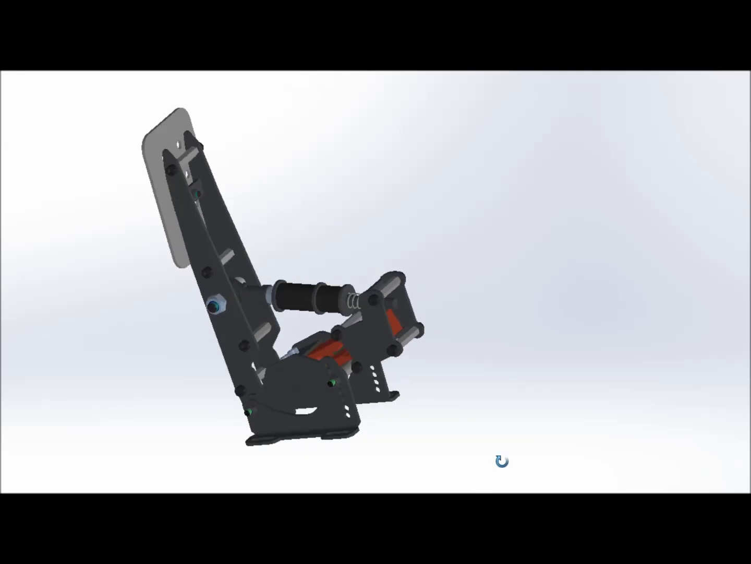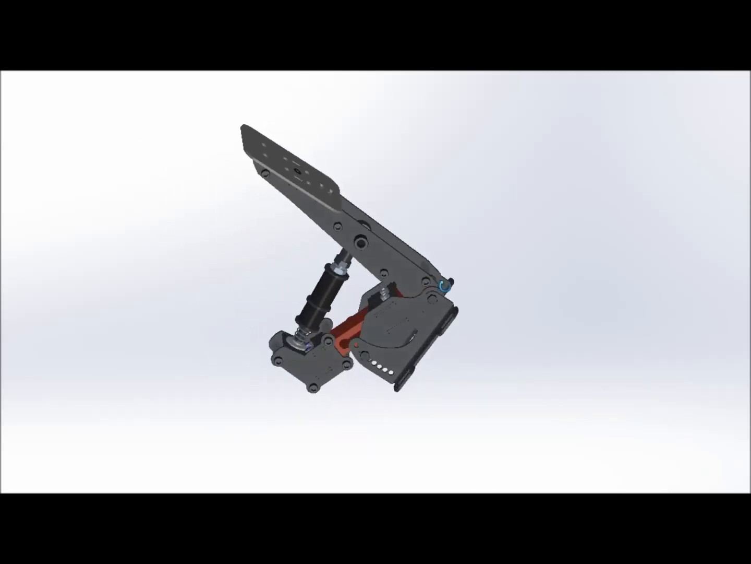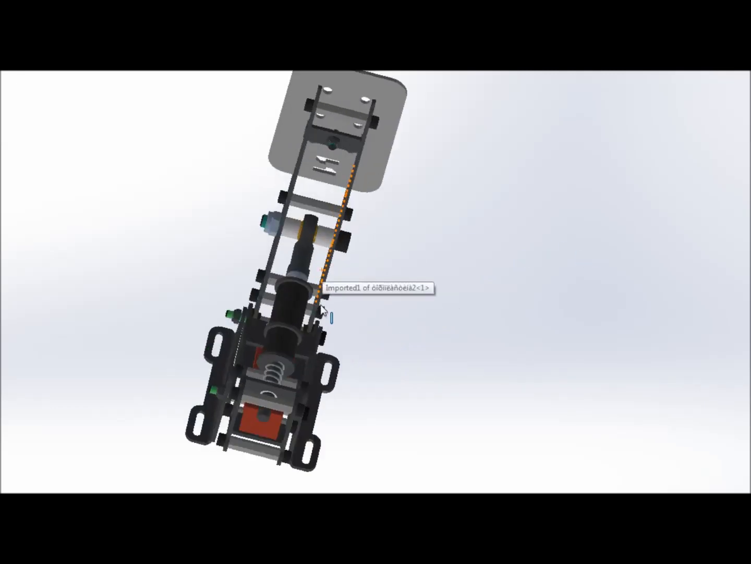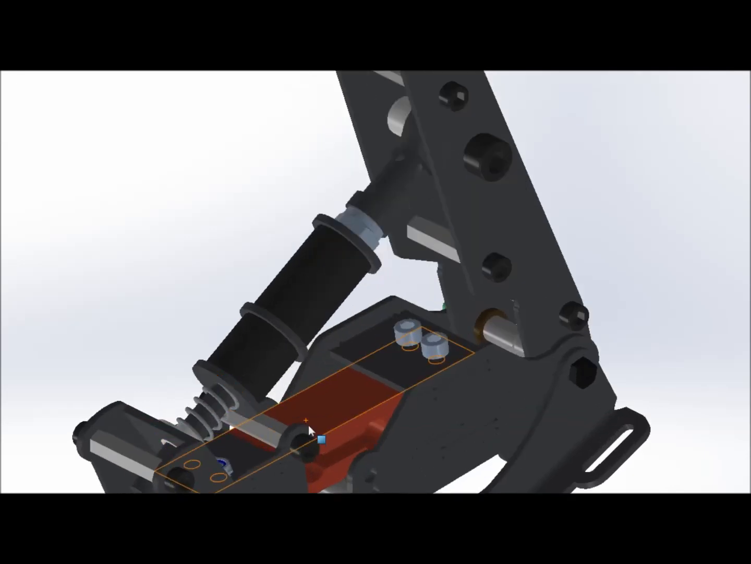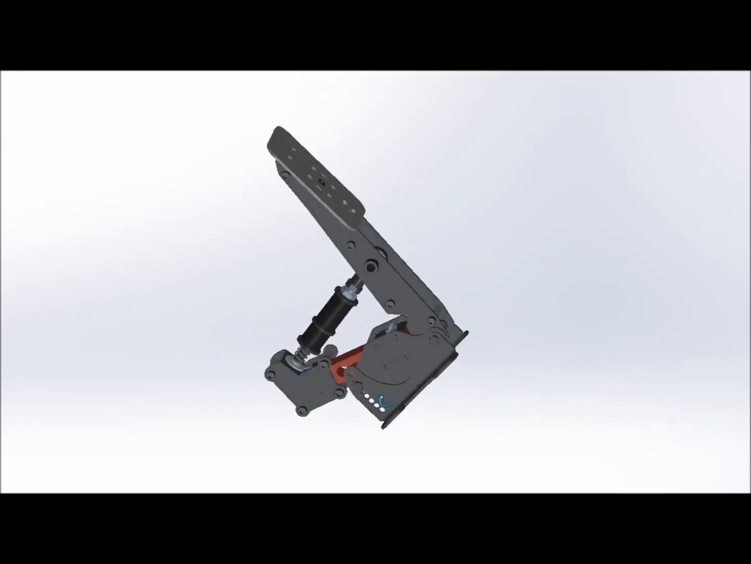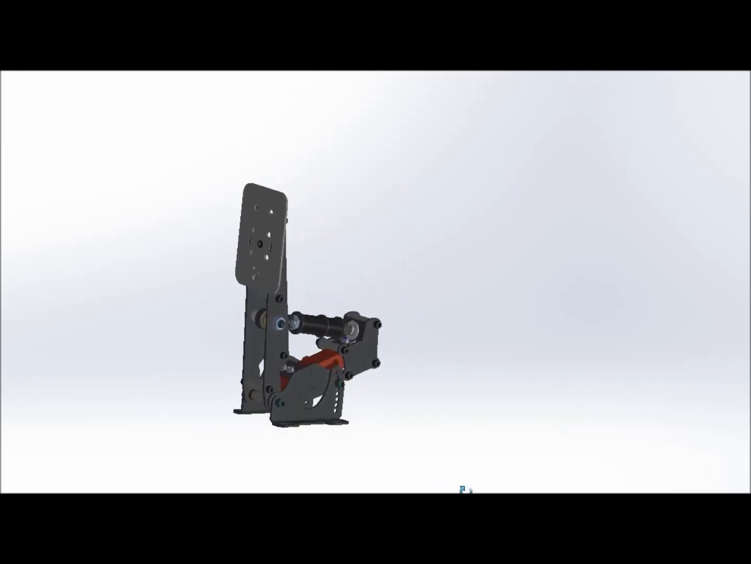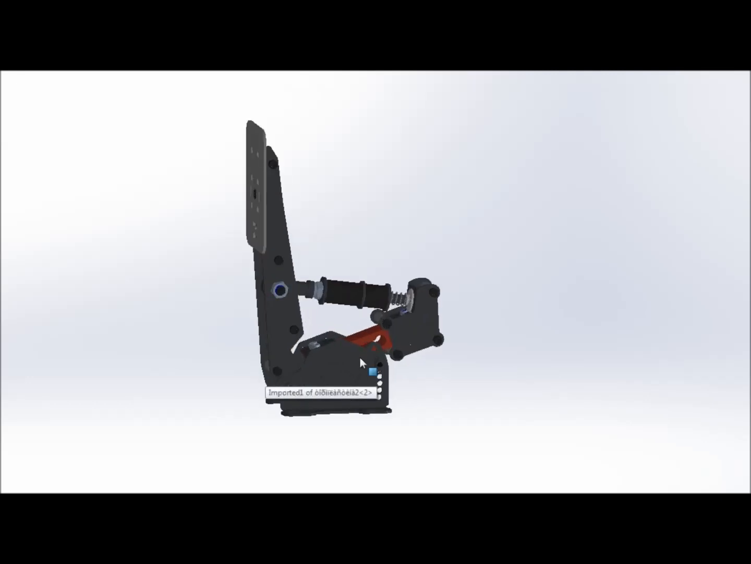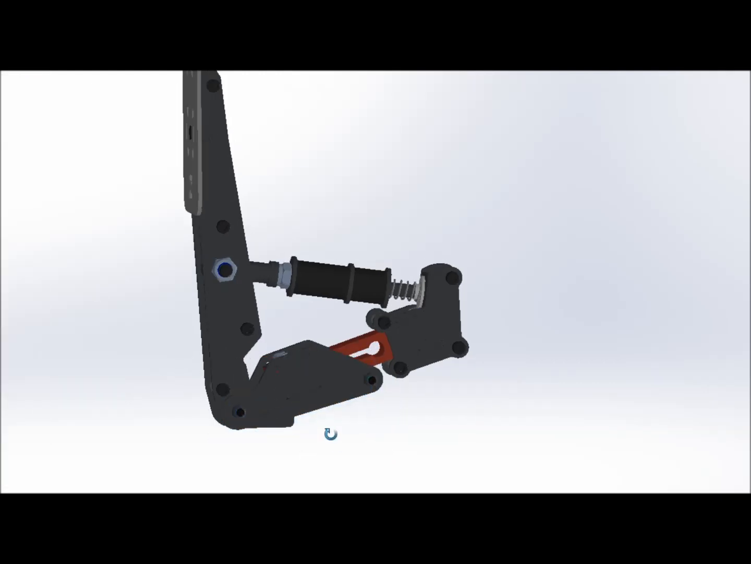So I've downloaded this model, a set of three pedals actually, from online, and I thought we'd just take a quick look at the CAD model and discuss the design of it, because this is very similar to what you'll find from various companies online that use load cells. So obviously this is the brake pedal, and if I just hide this bracket that mounts to the floor first of all, so that we can have a look at exactly how the load cell mounts.